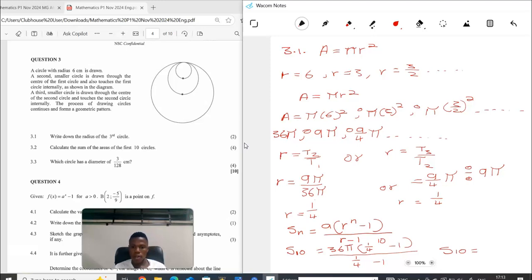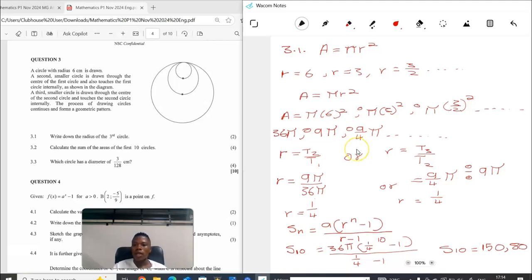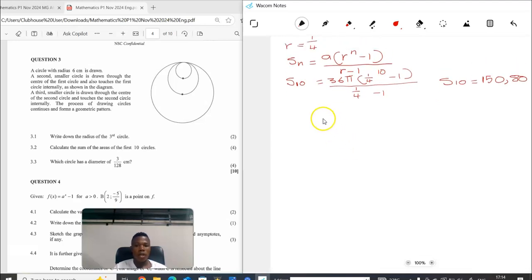You'll get 150.79636. If you round to 2 decimal places, it will be 150.80. Okay, let's go to 3.3.